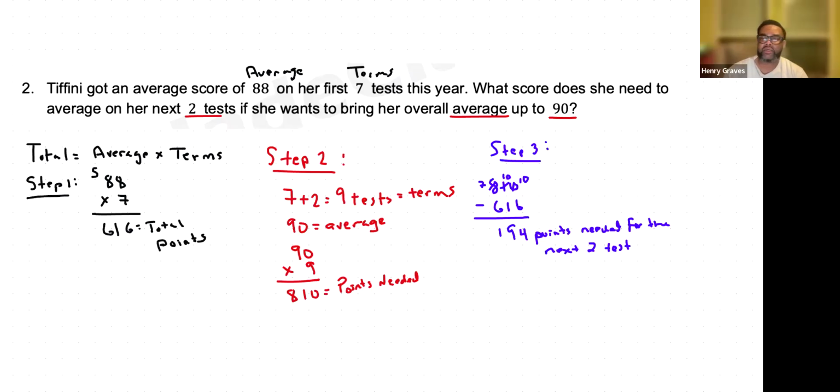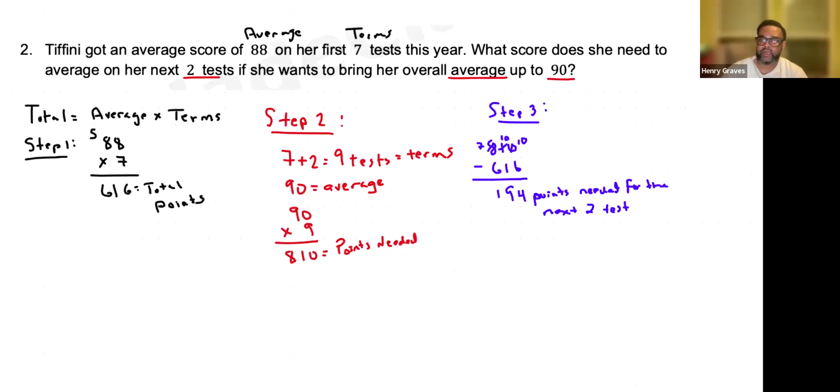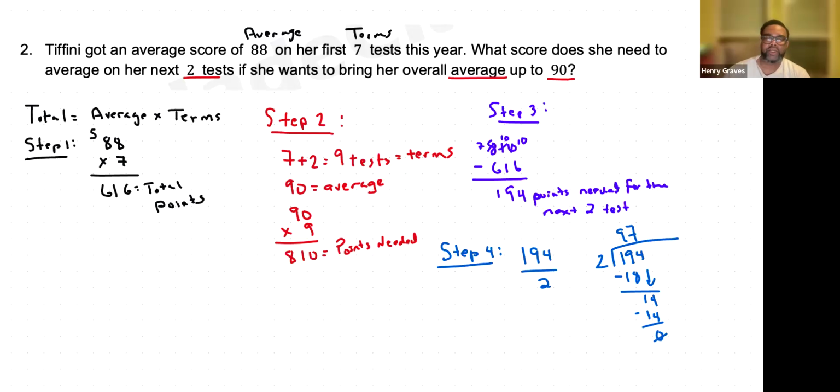Step four is I'm just going to take the 194 points that she needs, and I'm going to divide that by two. So it's going to tell me the score she needs to get on her two tests. So again, I can do some long division here. 2 goes into 19 nine times because 9 times 2 is 18. Subtract, bring down the 4. And 2 goes into 14 seven times. 0.